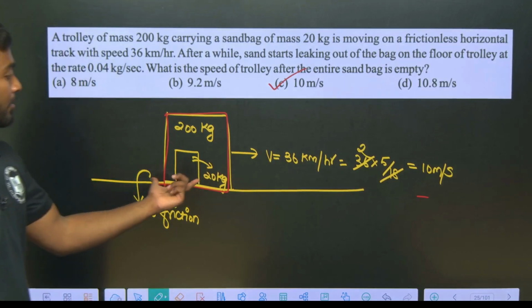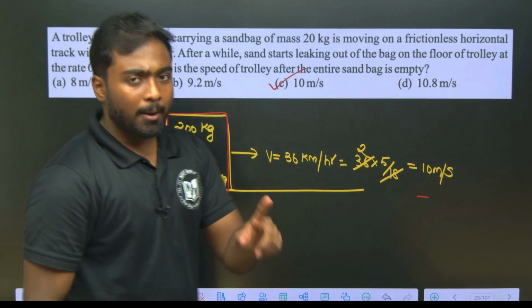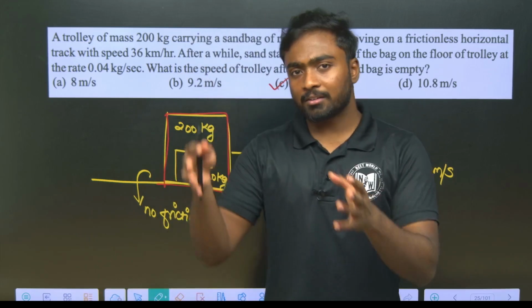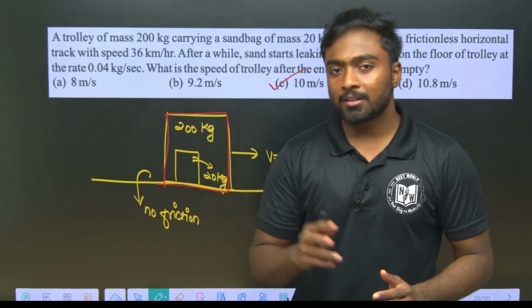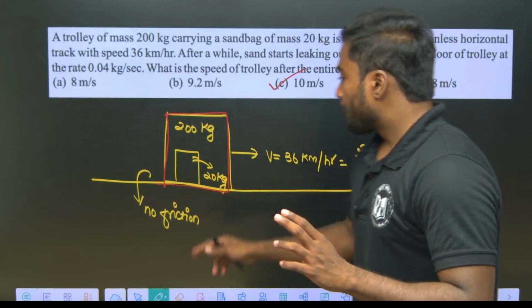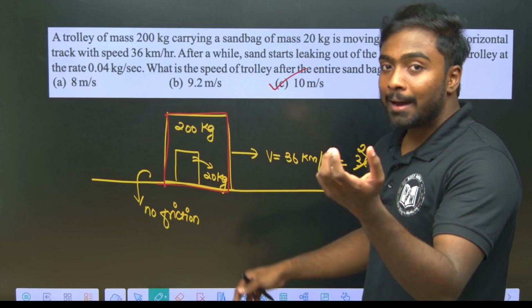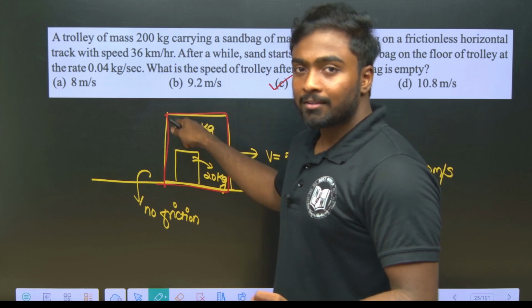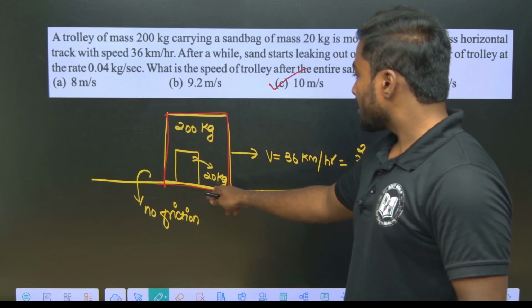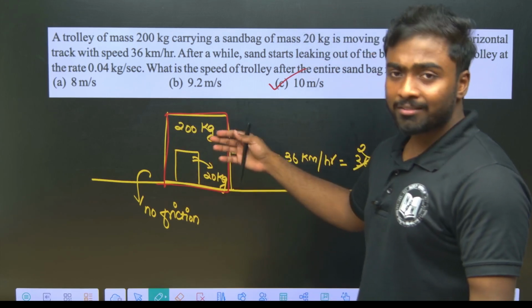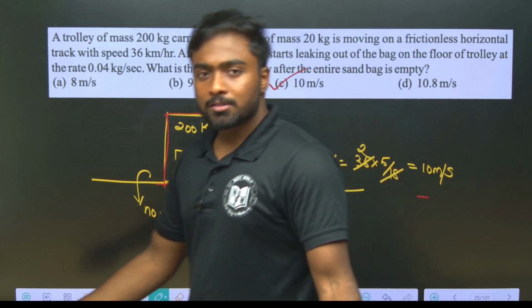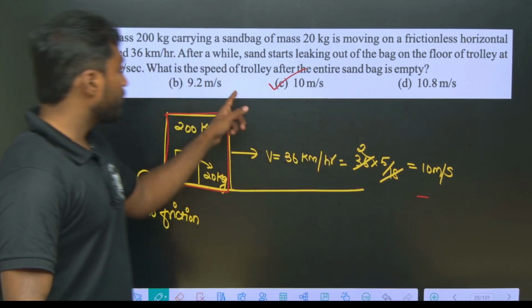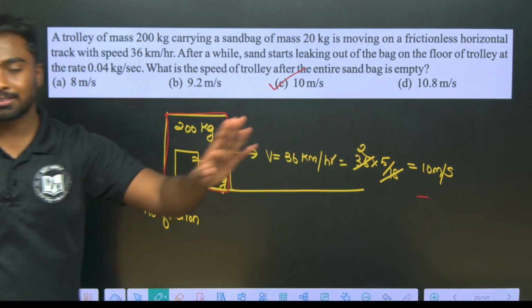Here the thing is, it is leaking. Whether it's leaking inside or outside, whether it's staying inside or going outside, that thing I should check. If it is going outside, mass is reducing and velocity will increase. Right now, here mass is not changing, 200 kg and 20 kg. So it is the same. There is no change in mass, there is no change in velocity. So velocity will be 10 meter per second. That's it.